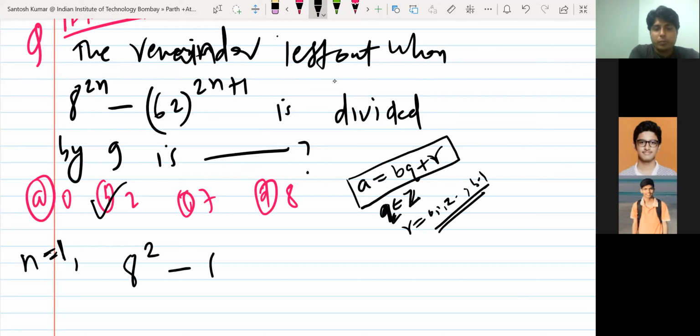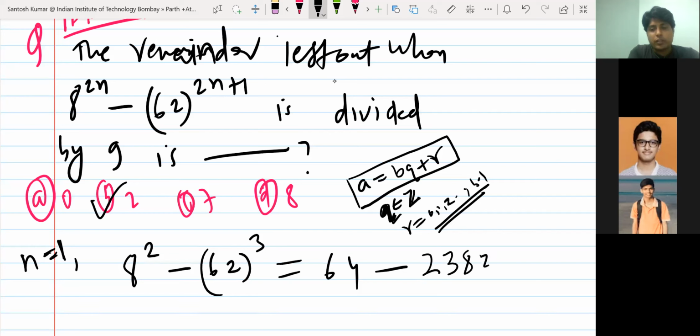So 8 raised to power 2 minus 62 raised to power 3. That's a larger number, but you try. Can you find 62 cube? This will create a problem, since you have to multiply: 62, 62, then 62 again. Then you subtract this. What do you get? You will get a minus 238164.